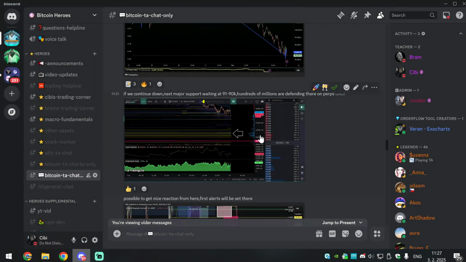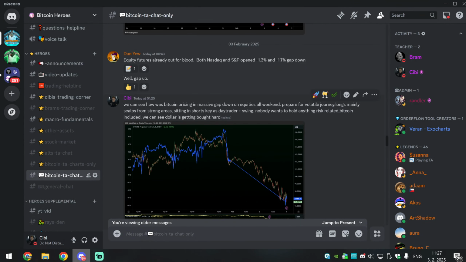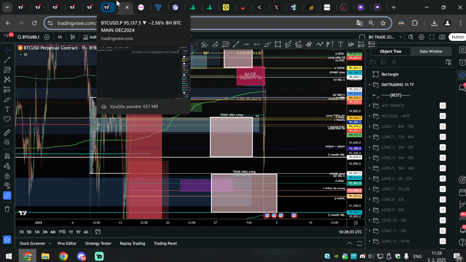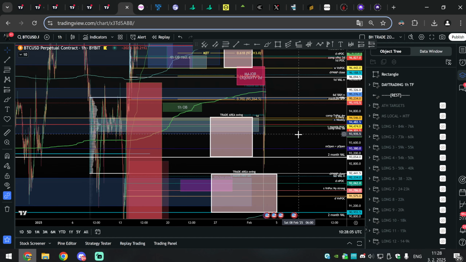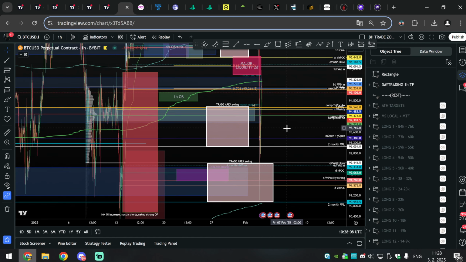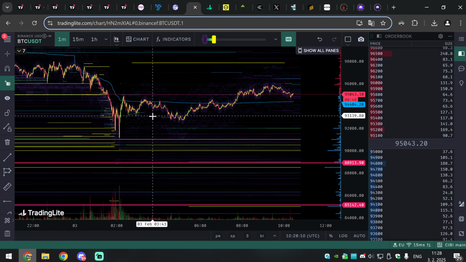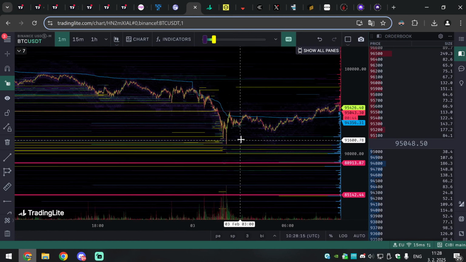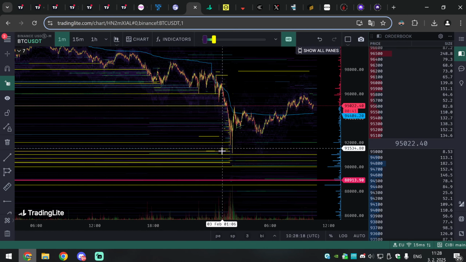Now critical thing. So I'm getting back. It's still pretty late here. What I'm saying to traders is, if we continue down, the next major support is waiting at 91 to 90k. Hundreds of millions are defending their perps. So it's absolutely great. You are technical analysts, it's cool, you know where you want to engage with markets. But the real reason why you reversed at 92, almost 91k, was literally hundreds of millions of.